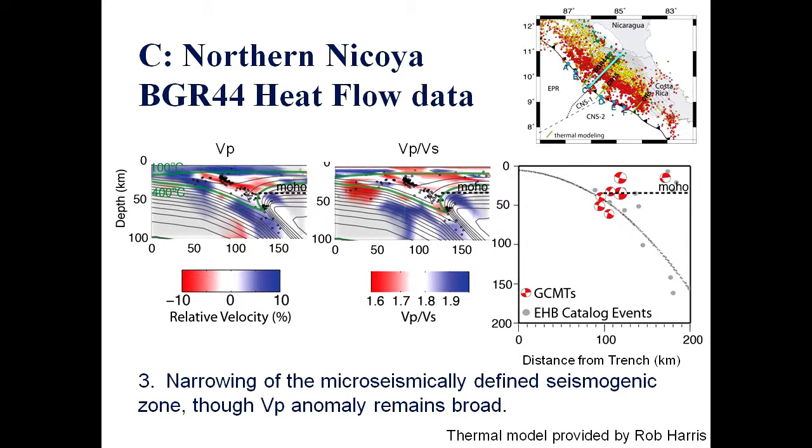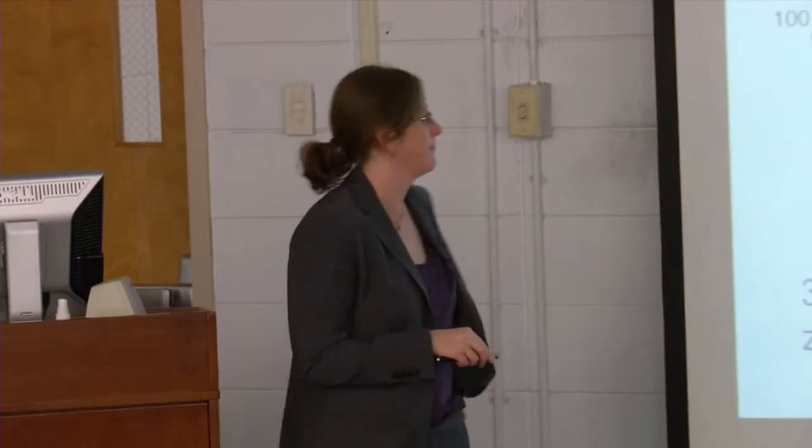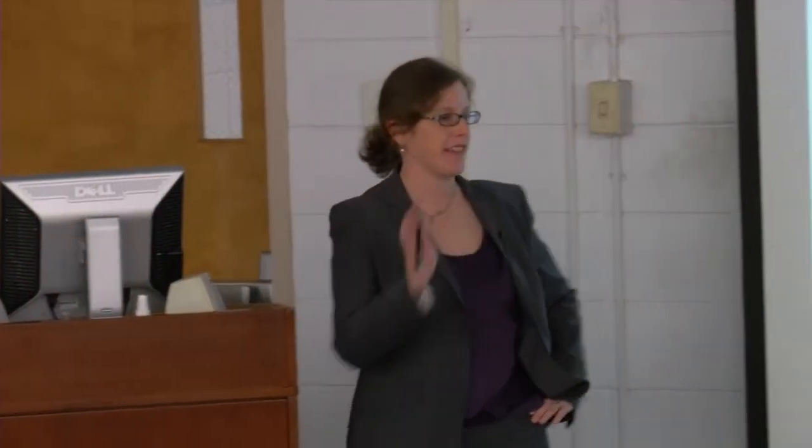Moving into northern Nicaragua, we now have a temperature model. So we have the 100 degree C and the 400 degree C thermal model or temperature contours shown here. Again, we see all the microseismicity is associated with this nice linear low VP feature, and where the resolution should be really good here in Nicoya. So this is also a low VPVS feature. I'm going to get to why this matters at the end, because this is the big take-home.